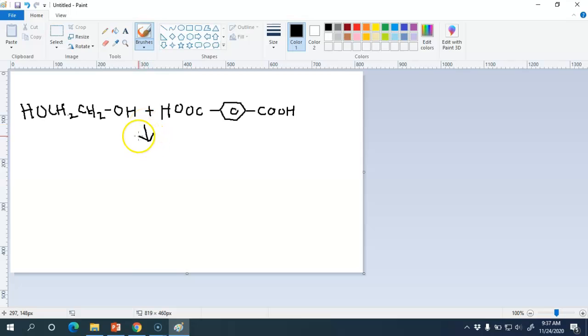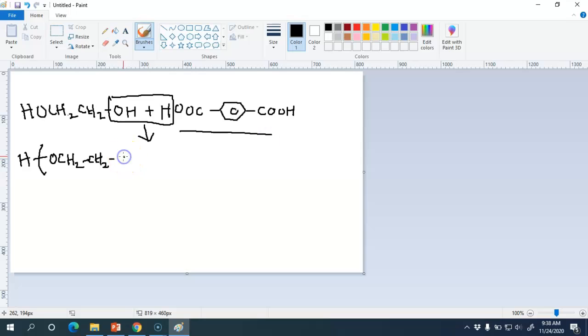So you need to figure out what is the byproduct produced. So it is the H2O formation as a byproduct, and just copy down the above structure. So H, make a bracket here, O, CH2, CH2, and mix with this structure.